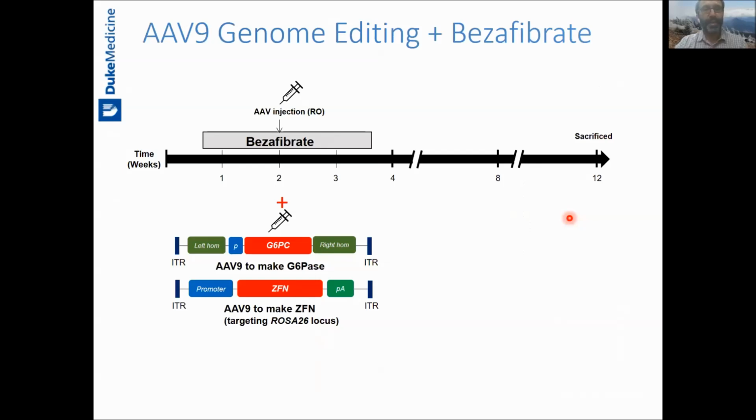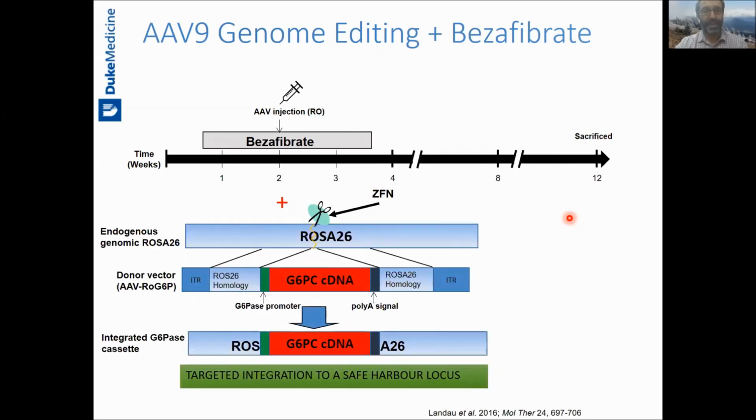And then we combined that with gene therapy, actually genome editing. So the thought was using bezafibrate to make more normal liver cells, and genome editing might work better. And this is all through activating autophagy. Here we are again, our schematic for the ZFN cutting the ROSA26 gene in mice with GSD1, and then through homology-directed repair, the G6PC cDNA, the transgene making G6Pase, is integrated and stably treats the mouse liver.